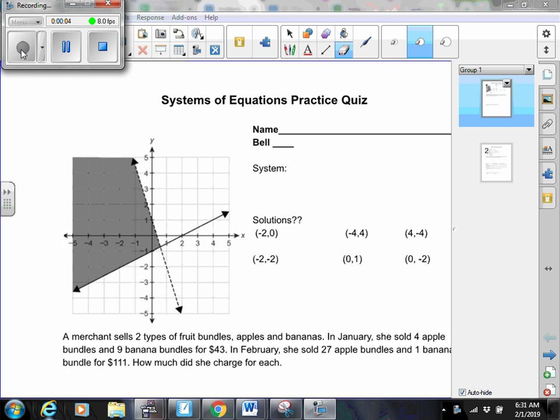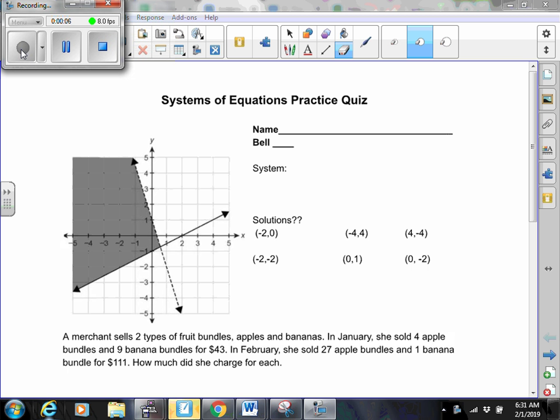Just to go over your quiz, if you're going to retake, you need to do this. System of equations is kind of like the quiz you took, only now you get the chance to look at it again. So the first thing you do here is, the question with this picture is, what's the system?